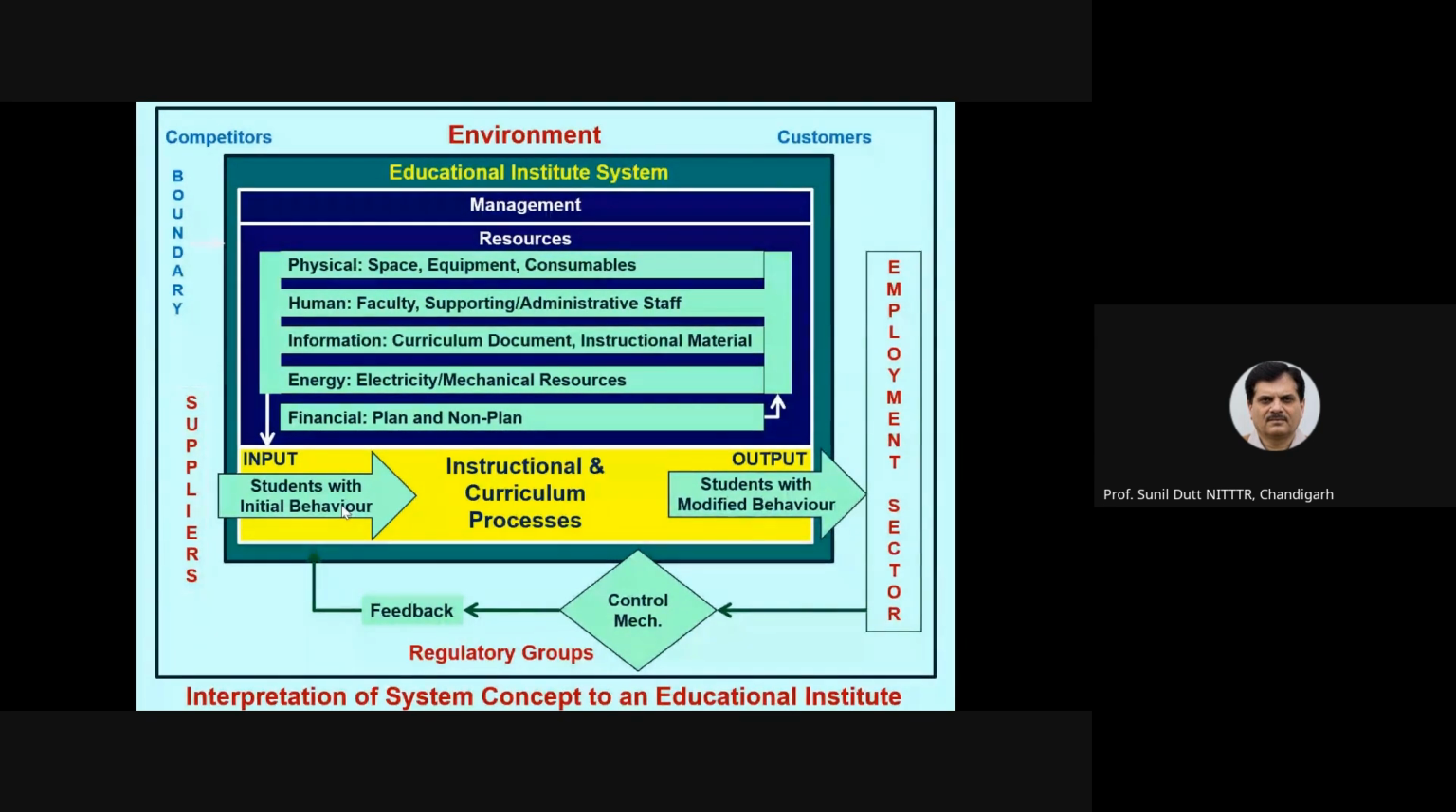Okay. Then we have got teachers, human resources, faculty, supporting staff, administrative staff. We have other resources like space, equipment, consumables. We have information, documents, instruction material, energy resources, electricity, mechanical resources, water, etc. Financial resources like planned and non-planned. So these are the components of the input to the institute as a system.